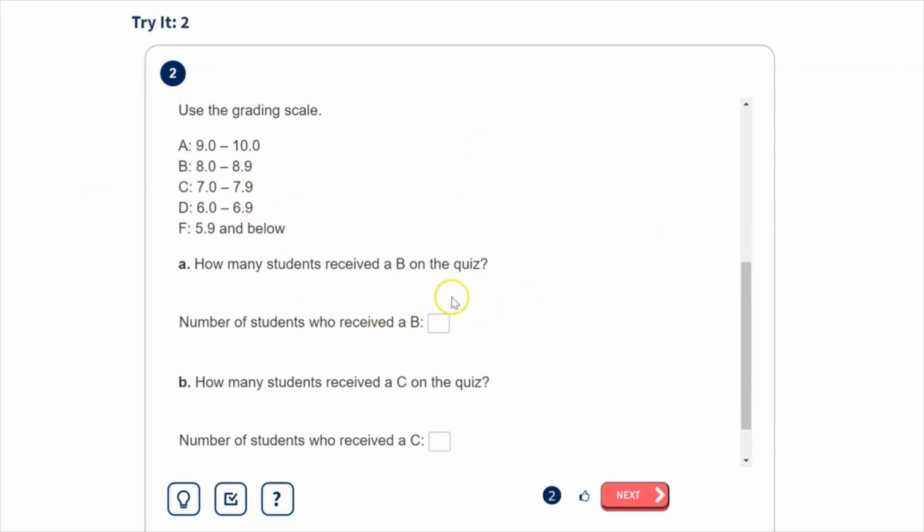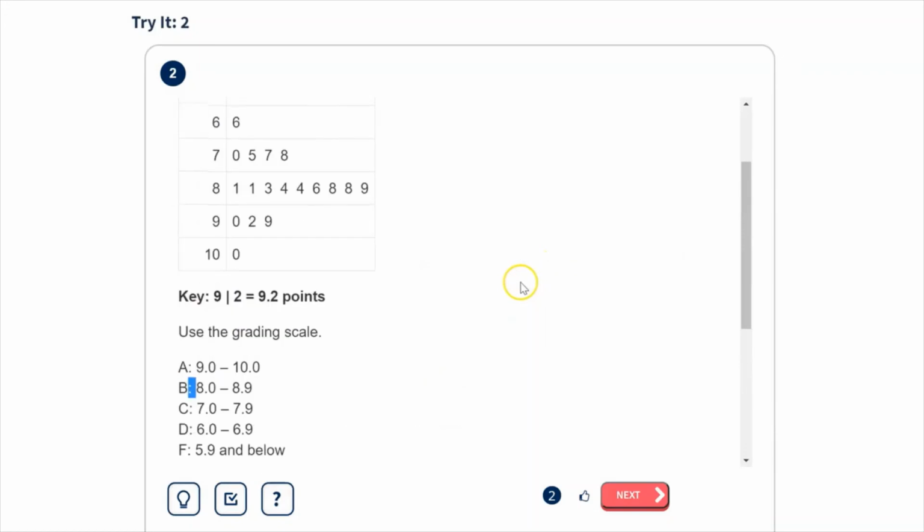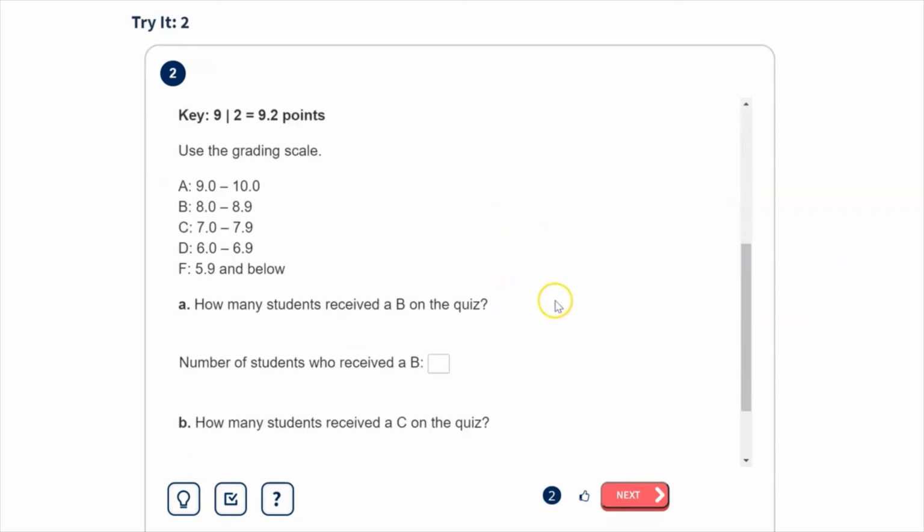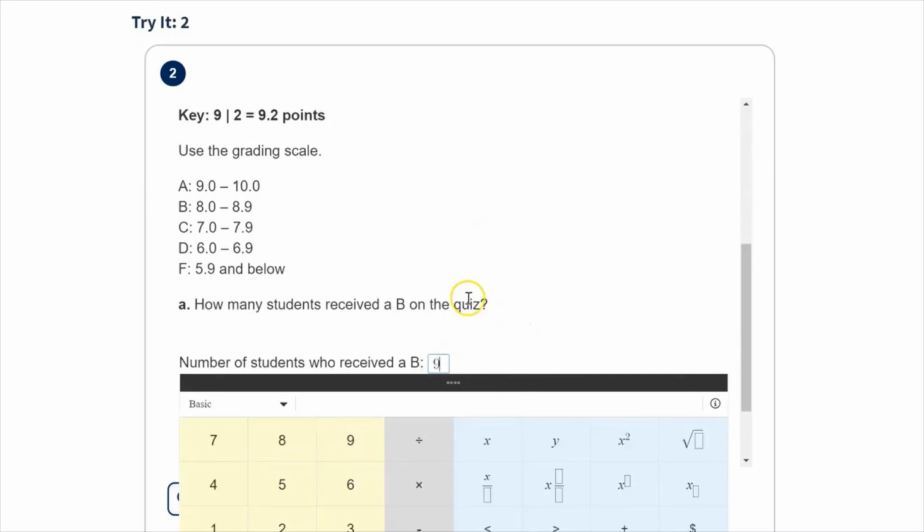Our first question says, how many students received a B on the quiz? We know that's going to be anything from 8 to 8.9, and that means anything with 8 as a stem. So 1, 2, 3, 4, 5, 6, 7, 8, 9 students received a B.